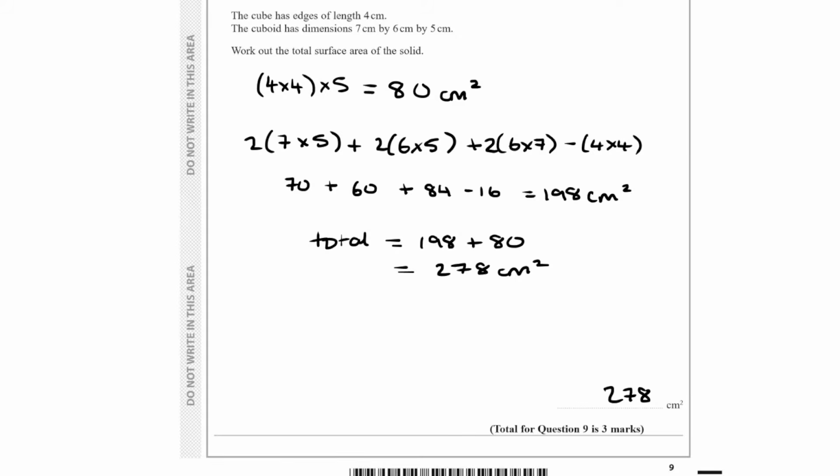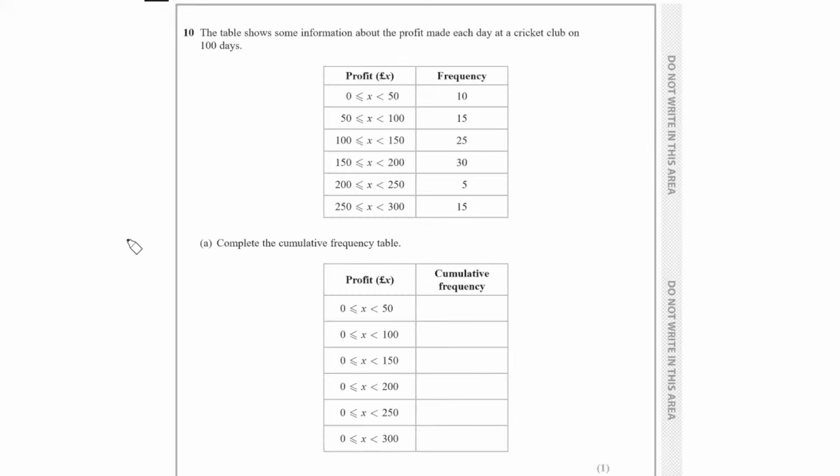Okay, cool. Next one. Question 10. The table shows some information about the profit made each day at a cricket club on 100 days. So again, we've got another frequency table, but in a different context now. We've got to complete the cumulative frequency table. It's only 1 mark because it's really straightforward. All we're going to do is just add them up.